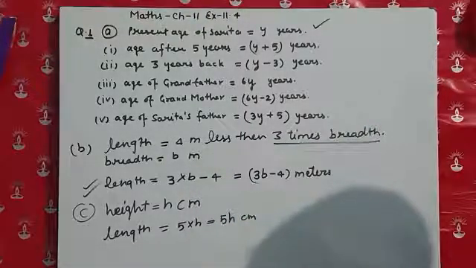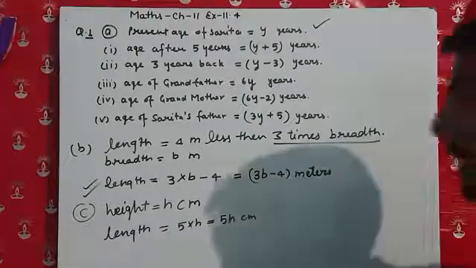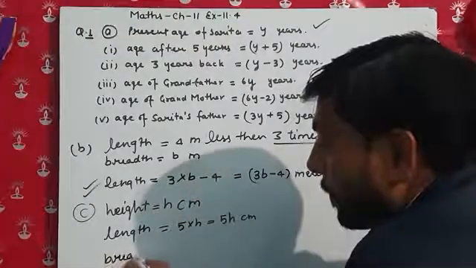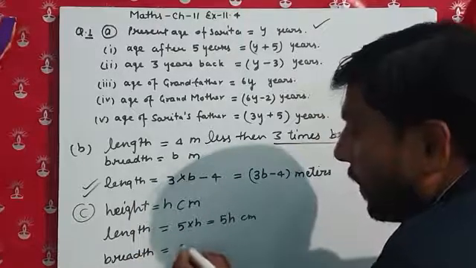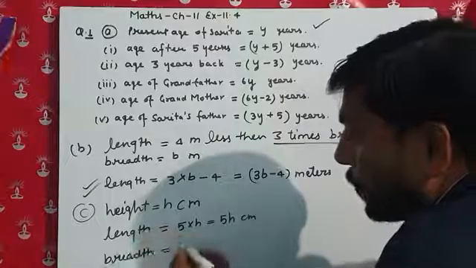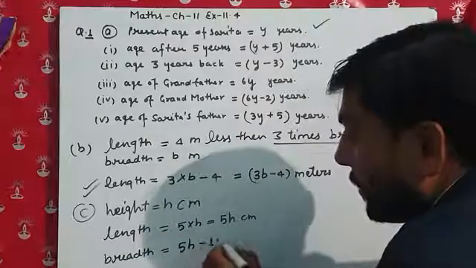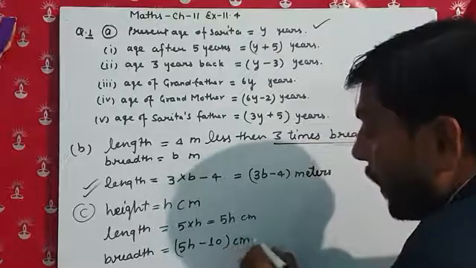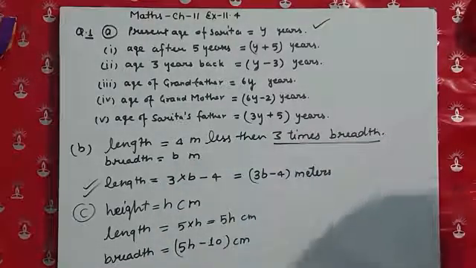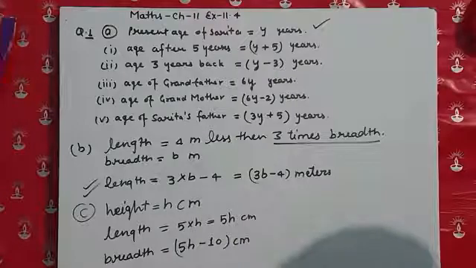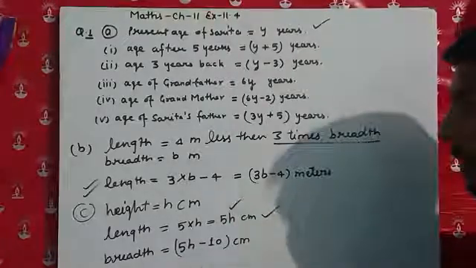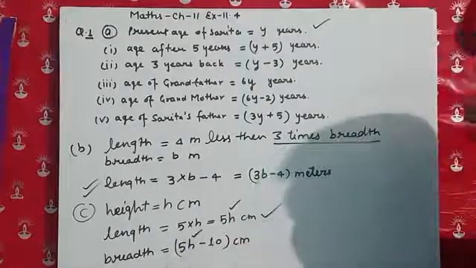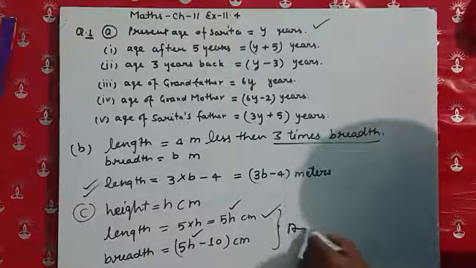And the breadth is 10 centimeter less than the length. So the length is given as 5h and it is 10 centimeter less. So the total breadth will be 5h minus 10 centimeter. Now the question is saying to express the length and the breadth of the box in terms of the height. That is already done. Length is done in terms of the height and breadth is also done in terms of the height. So these are the answers.